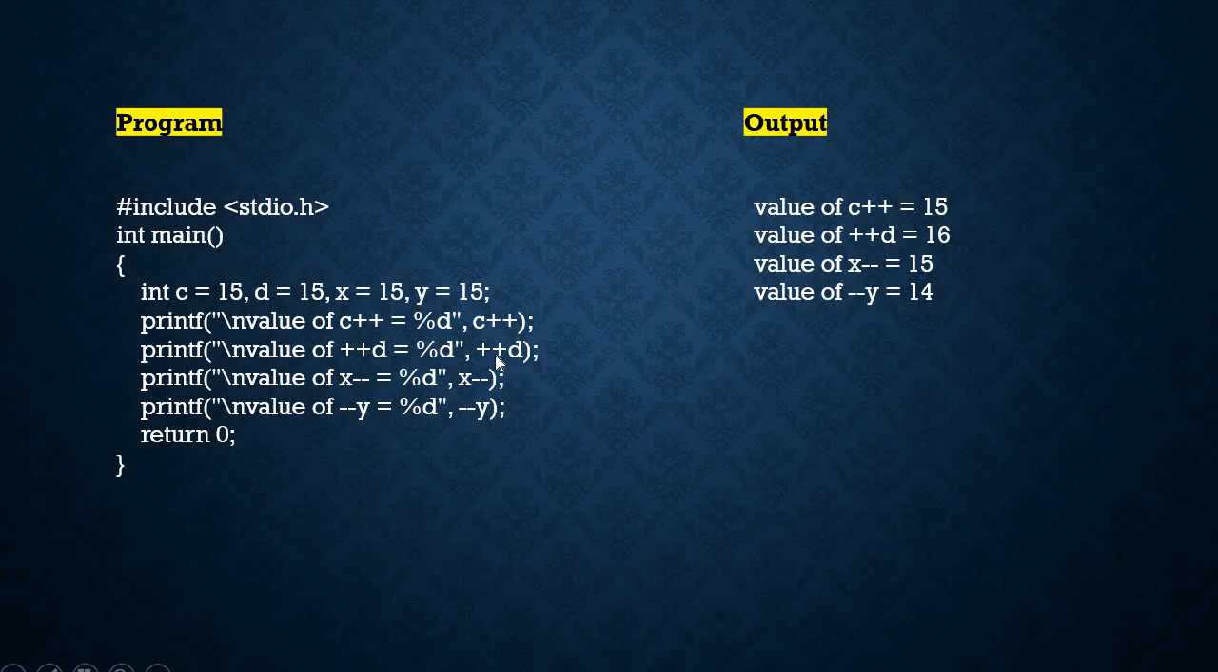But in the case of the second, the D value, first it gets incremented. So 15 becomes 16 and then it is assigned to D. So the value is 16. Similarly, in the case of X and Y, first the value 15 has been printed and then gets incremented. Whereas in the case of minus minus Y, minus minus is the one which decrements the value by 1 and it will assign the value to Y later. So 14.